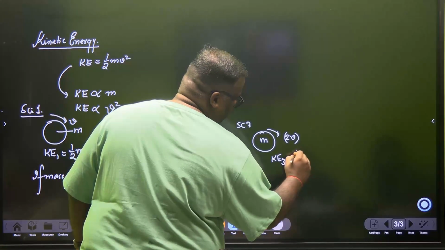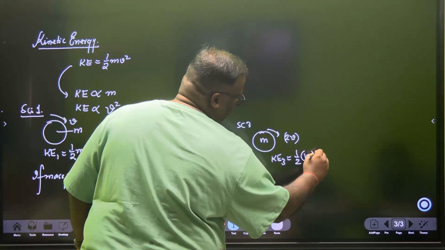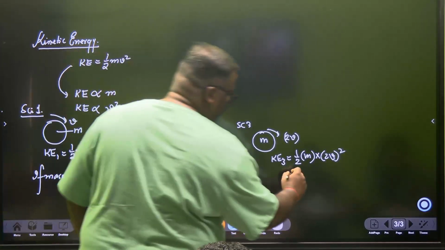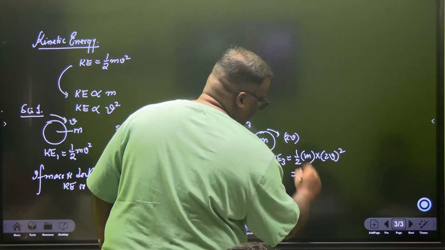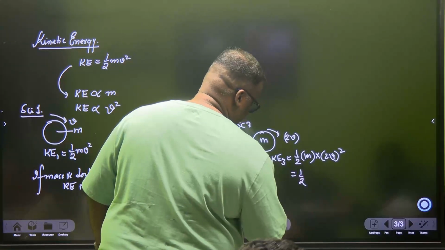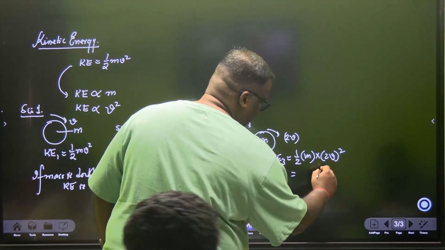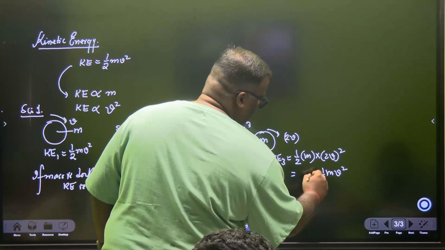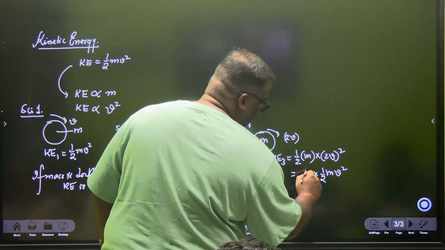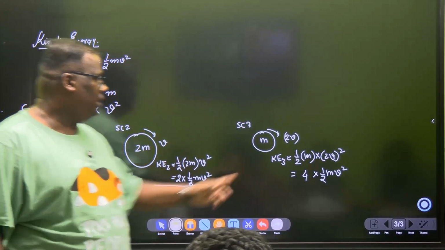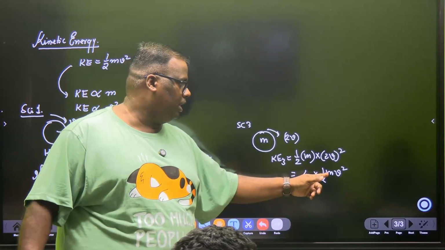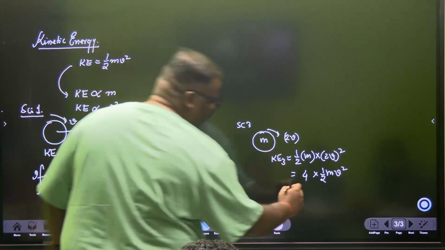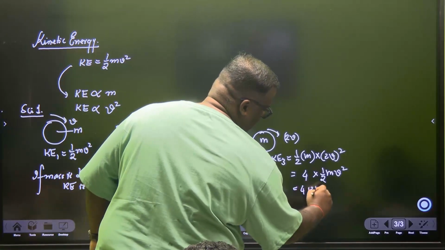Ke3 should be equal to half into m into (2v) square. So how much do you get? Let's keep our half as half m, let's keep the v square here, and because of the 2 square, you get a 4. Half, I have retained half. M, I have retained m. V square, I have retained v square. And the 2 square, I have brought 4 out here. So this becomes 4 times of Ke1.